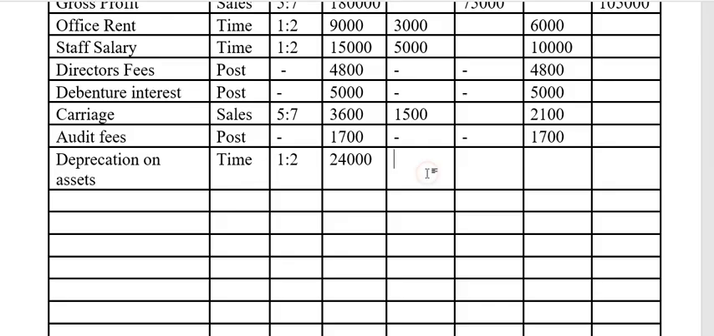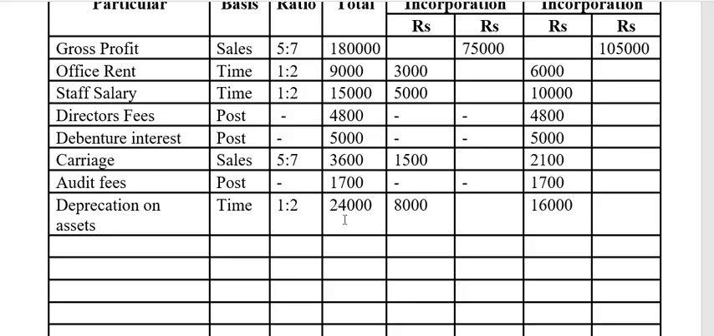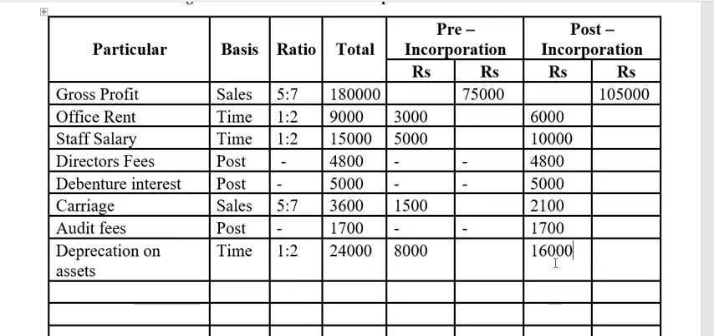So for pre-incorporation it will come 8,000, and for post-incorporation it is 16,000. So how did I get for pre-incorporation 8,000? 24,000 multiplied by 1 divided by 3, so 8,000. Next for post-incorporation, 24,000 multiplied by 2 divided by 3, 16,000.